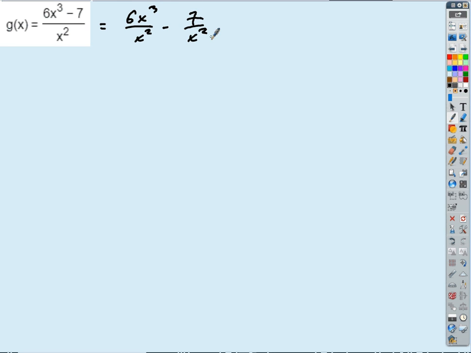Look how easy that is then, right? You always want to take advantage of that. If you're simplifying a quotient where you have a monomial, don't ever bother dividing. Just break it into fractions and simplify each fraction. So then this is just going to become, what, 6x?